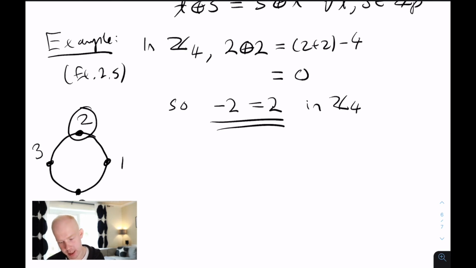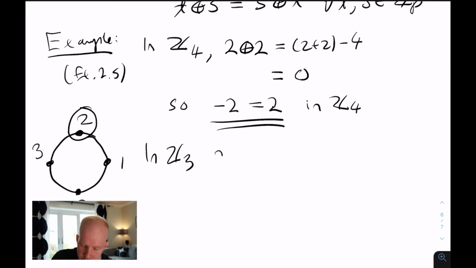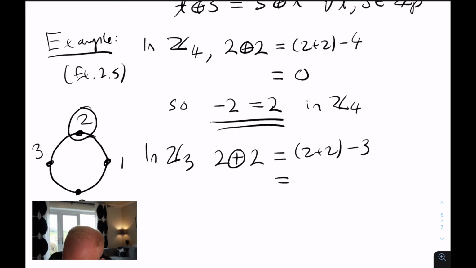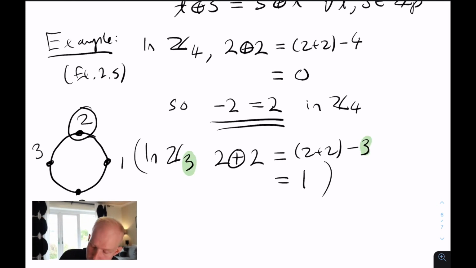But in Z3, you would have a different situation: in Z3, 2 plus 2 would be 2 plus 2 minus 3, which is 1. So that wouldn't be true in this kind of situation. That's the main thing that you must see in this example.